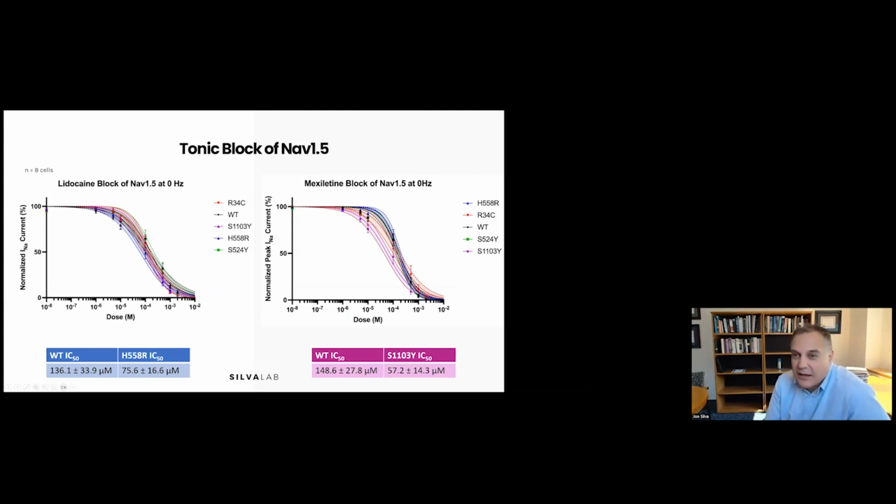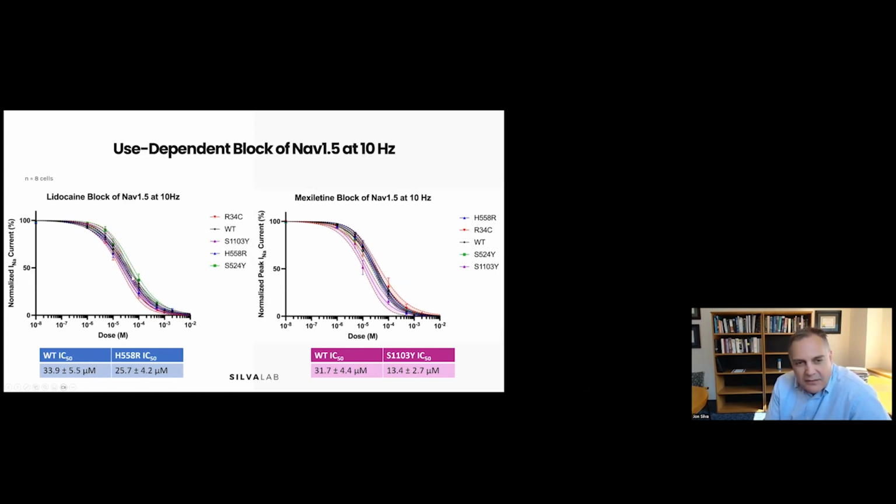Then we can look at lidocaine and mexiletine, and you can see here for the tonic block, for a common variant H558R, which is found in about 20% of patients, we see better block of lidocaine. For S1103Y, this is consistent with the oocytes, where we see stronger block from mexiletine. And then when we do the use-dependent protocols, it's kind of interesting that the H558R effect on use-dependent block disappears, but the S1103Y effect on mexiletine is actually more strongly pronounced.